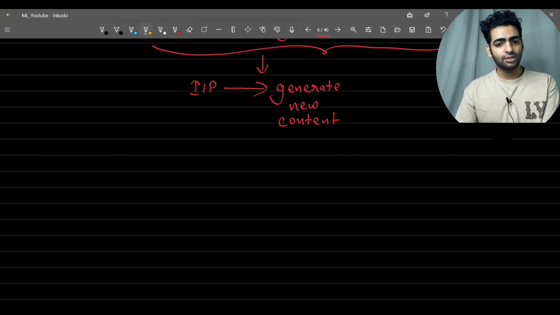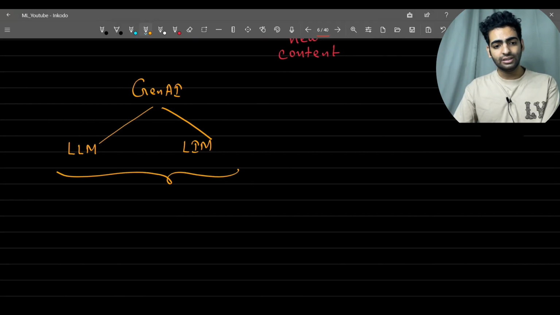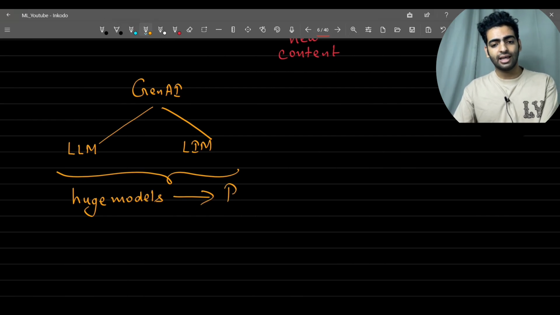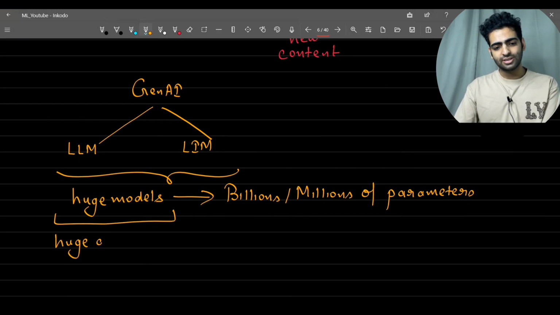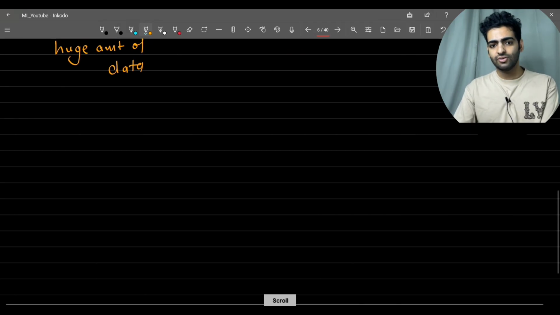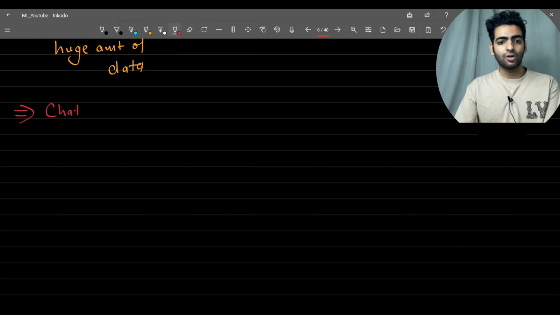Now coming to the Gen AI models, they are categorized into LLM and LIM, and all these models are very huge models, right? All it means is that they have millions or billions of parameters, because they're very huge models. And huge models means they have been trained on a huge amount of data, right? And this is something that we have learned already.